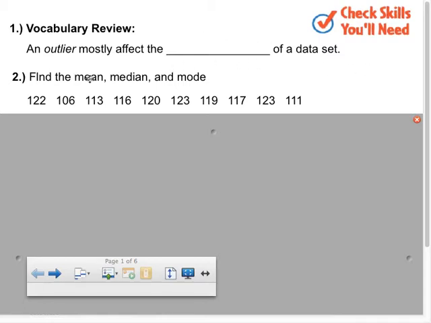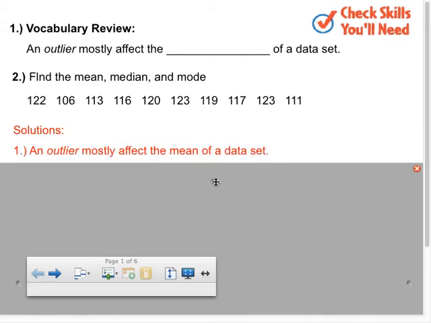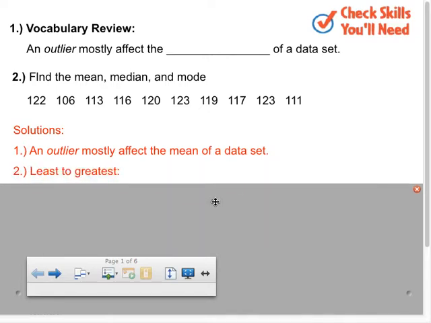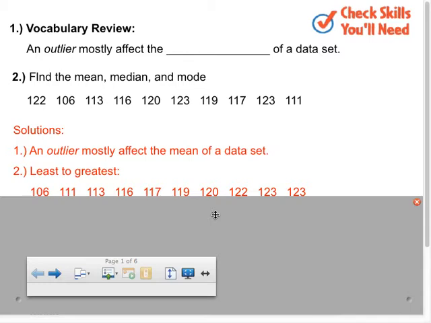Okay, so let's take a look. Which of these does it mostly affect, the mean, median, or mode? Nathan? It affects mostly the mean. Know that. Hint, hint, you're going to see that question, okay? The outlier mostly affects the mean of a data set. Okay, now, who can tell me what they got for the median? Jayla?